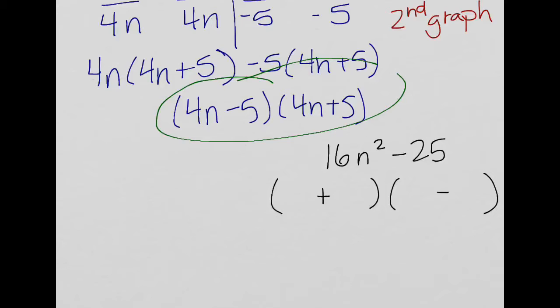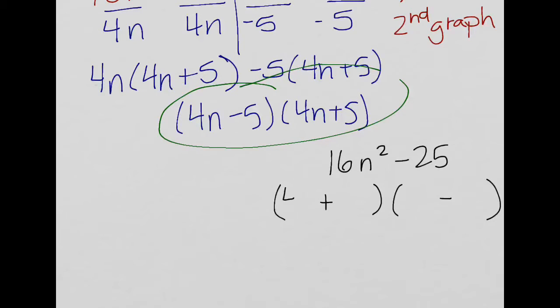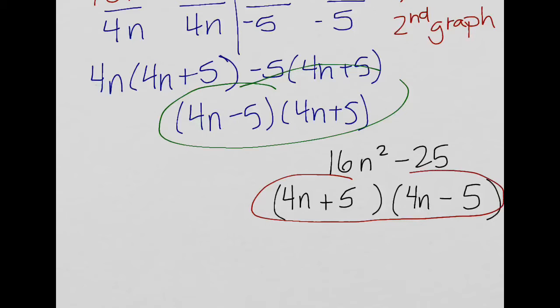So the square root of 16 is 4. Square root of n squared is n. The square root of 25 is 5. And so my final answer is 4n plus 5, 4n minus 5, which is the same answer as that. It's just written in a different order. So much faster, but you have to be able to recognize it. Is it a perfect square, and is it subtraction?